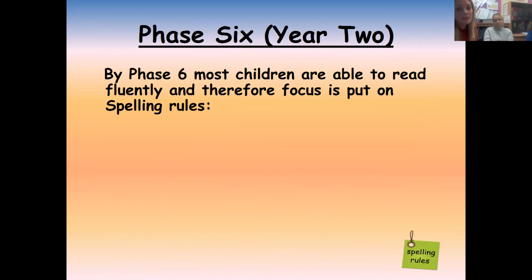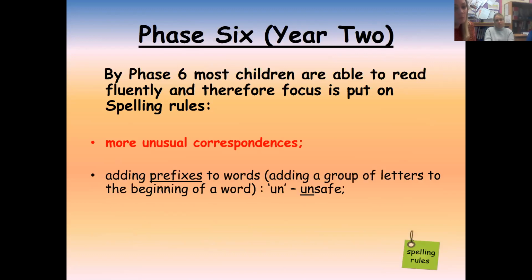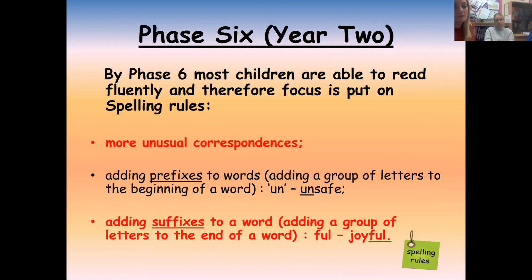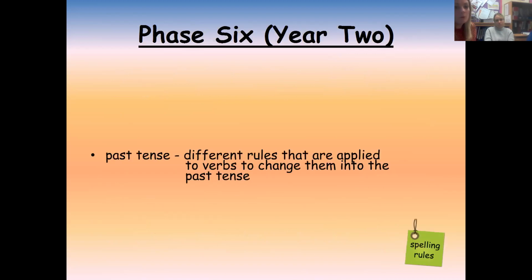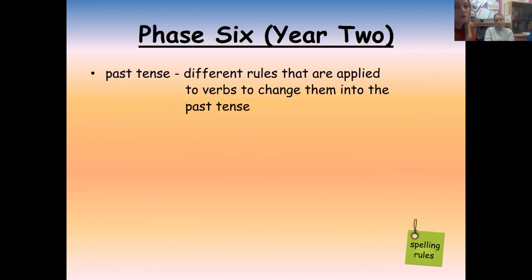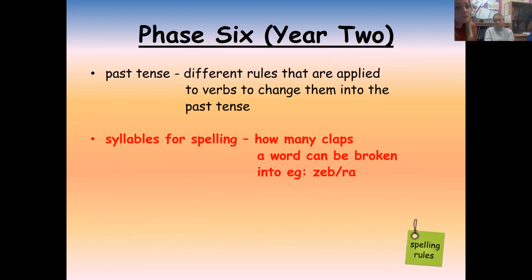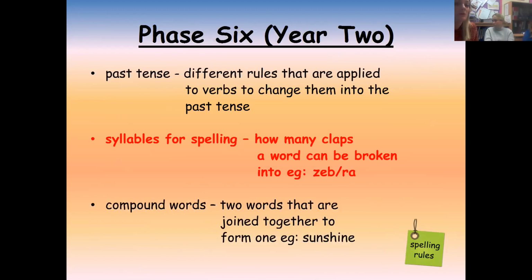So within phase 6, so this is Year 2 now, we start to consolidate everything that they've done previously in reception and Year 1. But in Year 2, we further that by looking at things such as spelling rules, more unusual correspondences, prefixes and suffixes. We also look at things such as past tense, so different rules that apply to verbs to change them into past tenses. Syllables for spelling, so how many claps a word can be broken into, which again helps greatly with spelling. And compound words, 2 words that are joined together to form one. For example, there that we've given is sunshine.